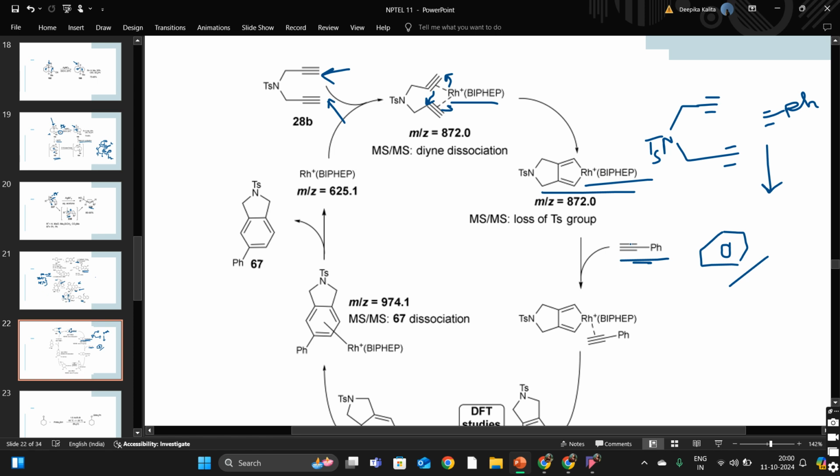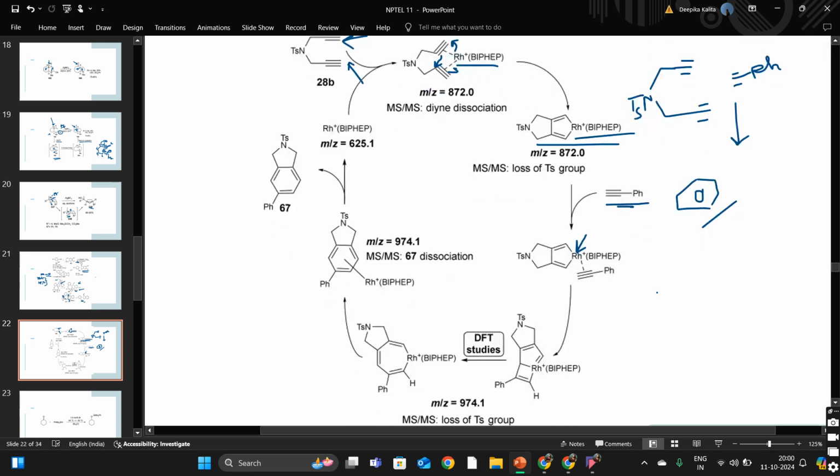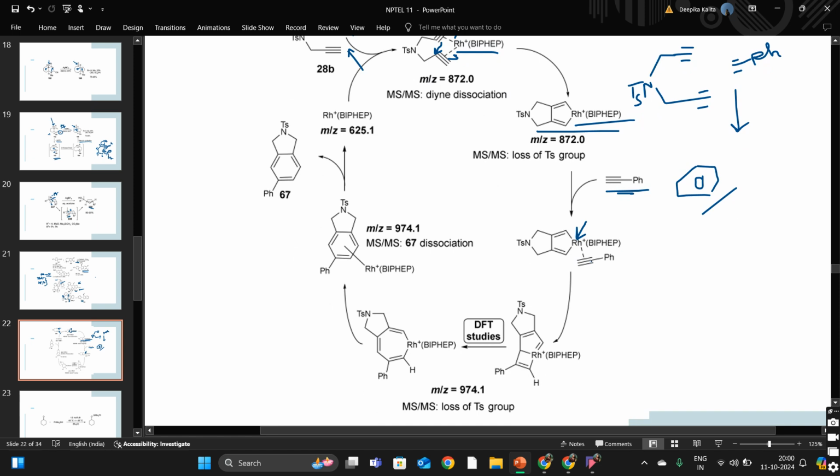Now this alkyne is also getting coordinated to the rhodium metal, and we expect the insertion of this newly coming carbon-carbon triple bond in between this rhodium-carbon bond. Okay, so now from this five membered ring and this external alkyne, we are getting a metallacycle which is containing fused 5 and 4 membered rings.